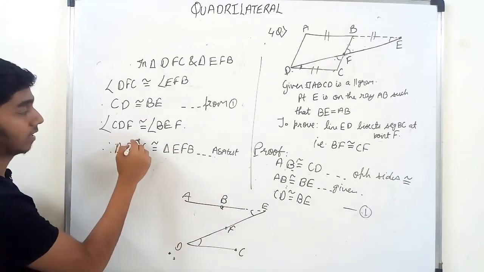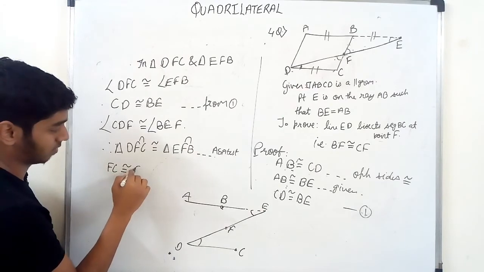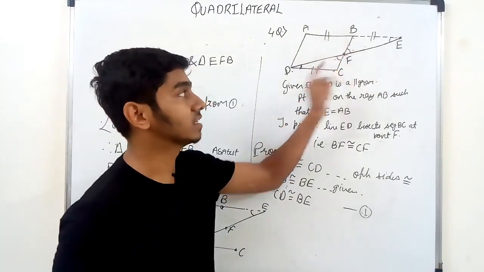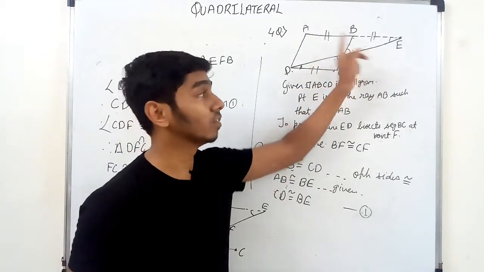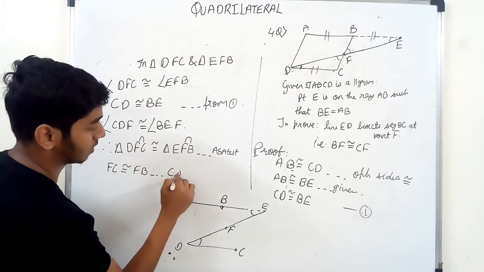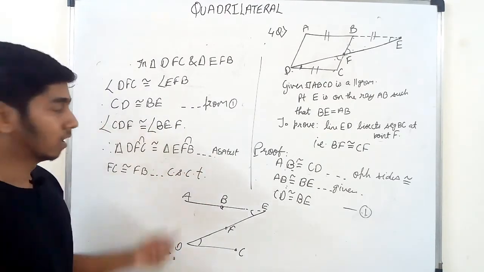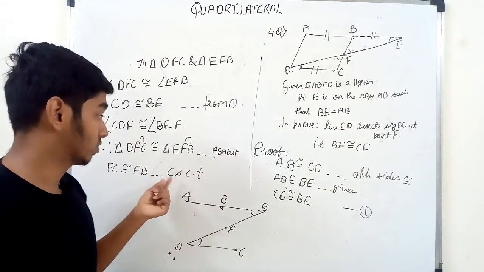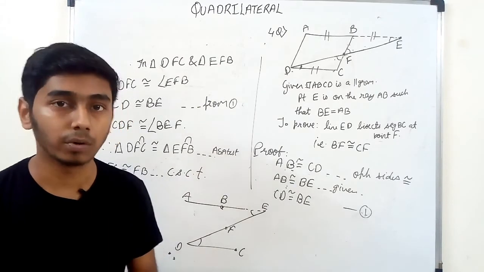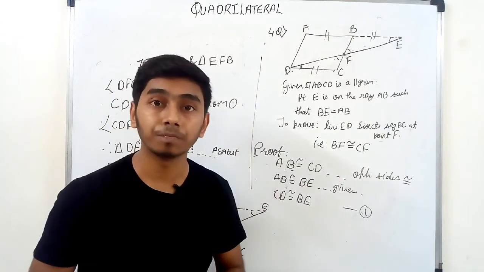Now can we say FC and FB are congruent? See, FB and FC, because they are sides of congruent triangles. Therefore, this will be CPCTC, corresponding parts of congruent triangles are congruent. Okay. So I hope you have understood this. So this is how we prove.